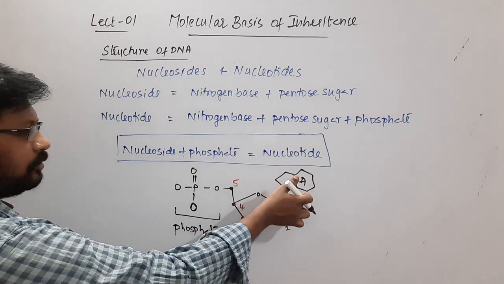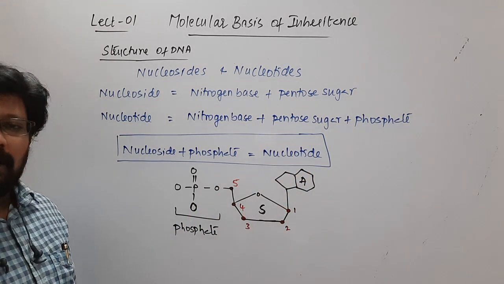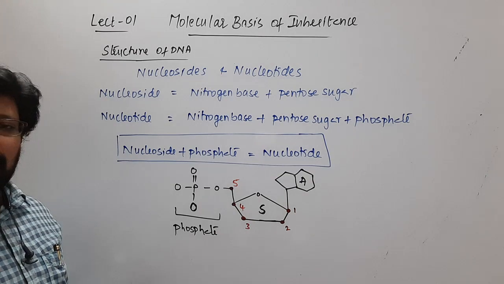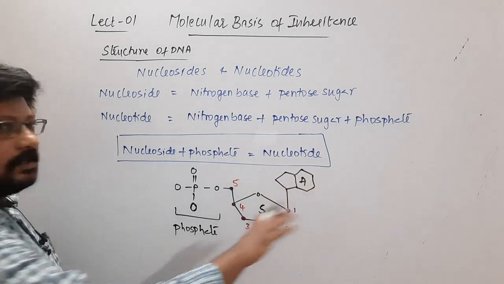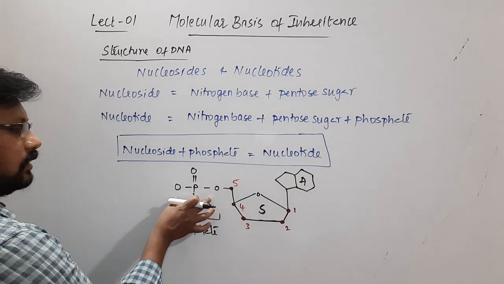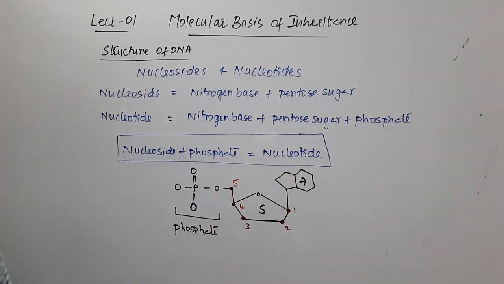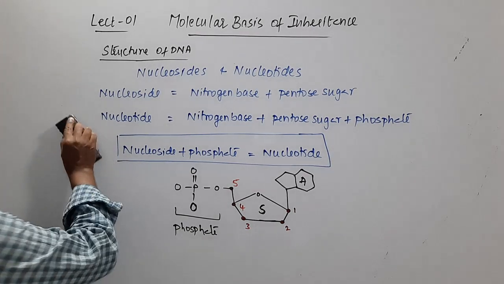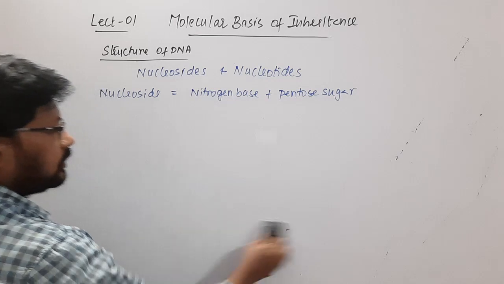You can take any nitrogen base here, so I have taken adenine. You can take cytosine, you can take thymine, you can take guanine also, no problem. Whatever that nitrogen base plus pentose sugar plus phosphate, all together will form a nucleotide. Right, so now let's look at the names of different nucleosides.